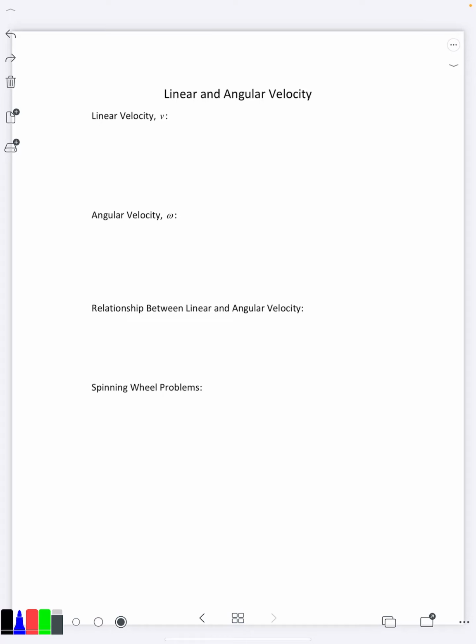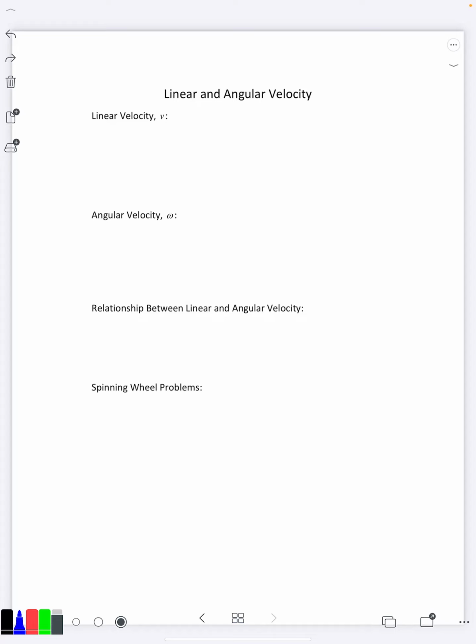In this video, we're going to learn about linear and angular velocity. There's two different velocities that we have. They are related, which we'll see in a little bit. And we're going to learn about how to handle these in different problems in this class.